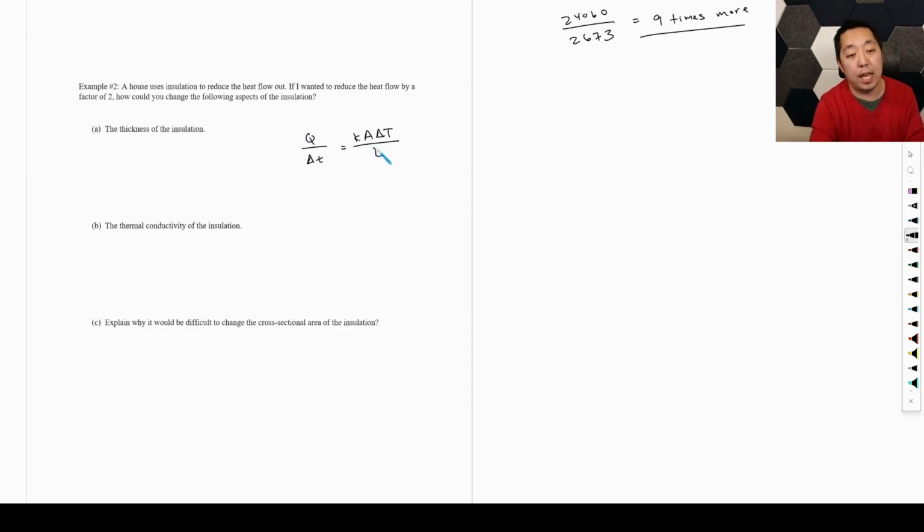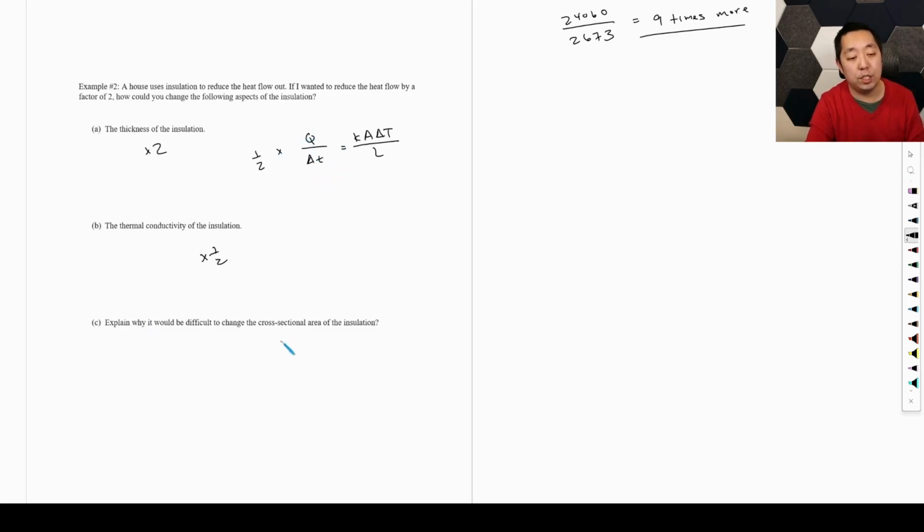So the thickness is the length. It's like how thick we make that wall. So it'd be times 2. Thermal conductivity, if I want it half, I want it times 1/2. Because if I multiply the K by 1/2, then this thing gets multiplied by 1/2. I want this quantity to be multiplied by 1/2.